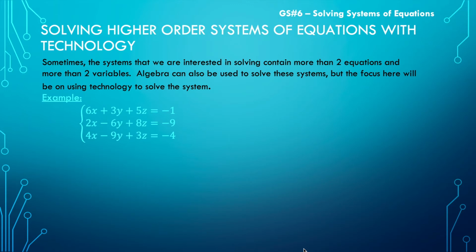So anyway, we're going to start with a system that looks like this. Now notice we have three equations in this system and three variables. So we are going to want to solve for x, y, and z that satisfy each of these equations.